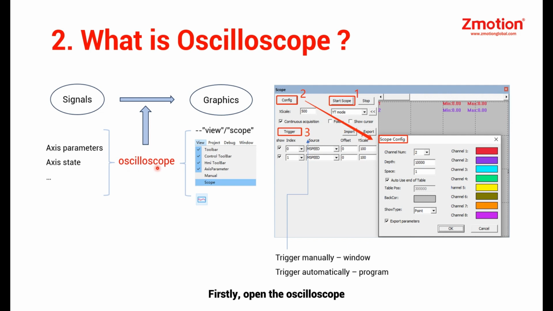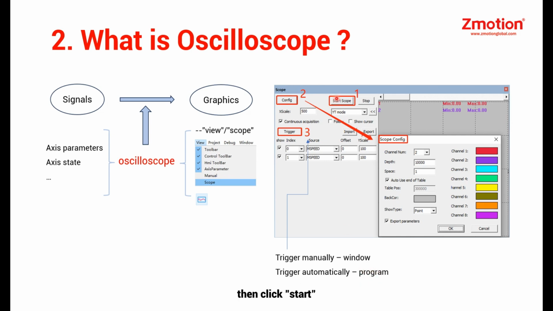Firstly, open the oscilloscope. You can open it through the View window or this shortcut directly. Secondly, set parameters here, including the data you need, scale, and offset. Thirdly, determine your trigger method, manual or automatic. If you trigger it manually, you need to click Start, then click Trigger. If you trigger it automatically, you need to add a trigger command in the program.